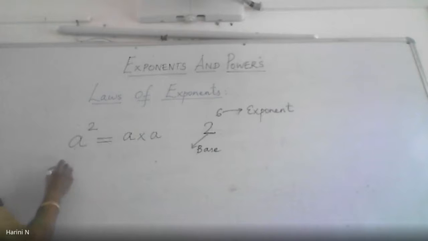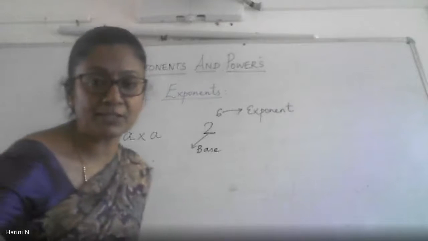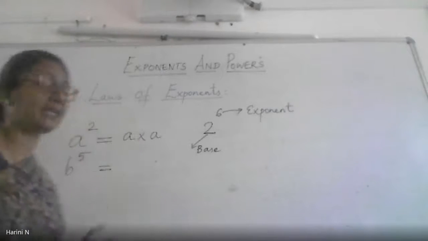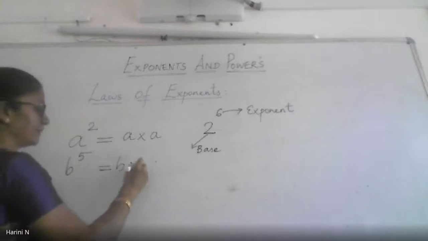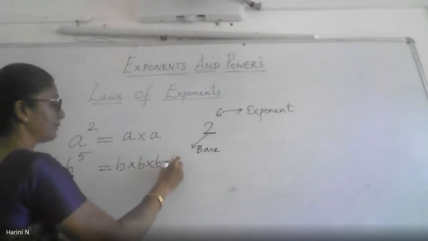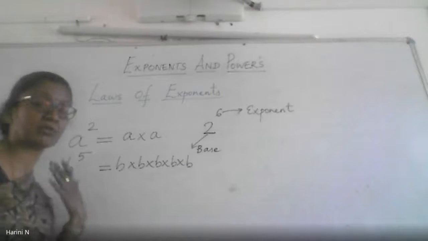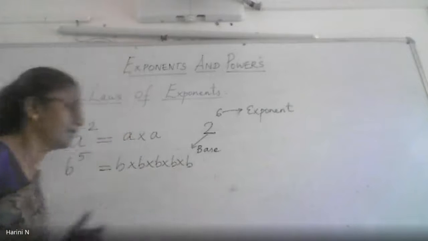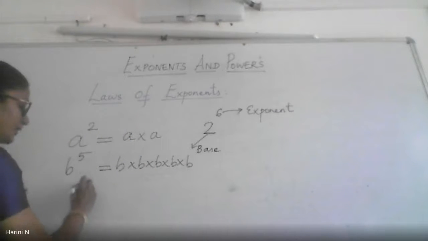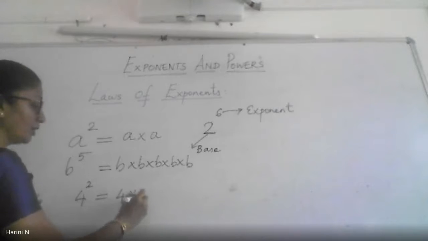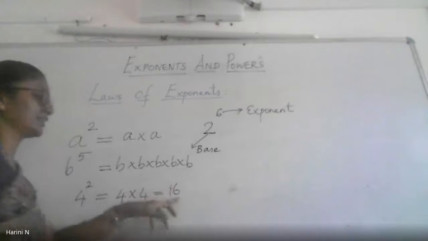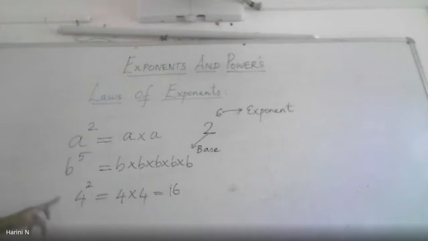Similarly, when I talk about say b to the power 5, how do I understand this? I know that b to the power 5 means b is getting multiplied 5 times. So the same thing can happen with numbers also. When we were talking about square numbers and the cube numbers, say 4 square means what? It is 4 into 4, which is nothing but 16. So 16 can also be written as 4 square or 4 to the power 2.